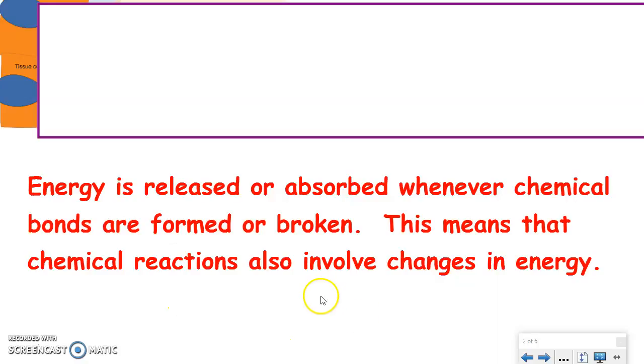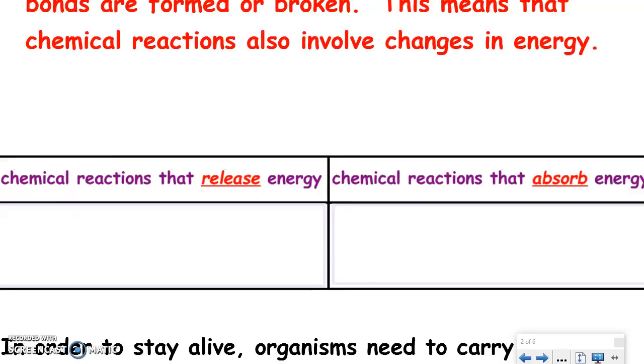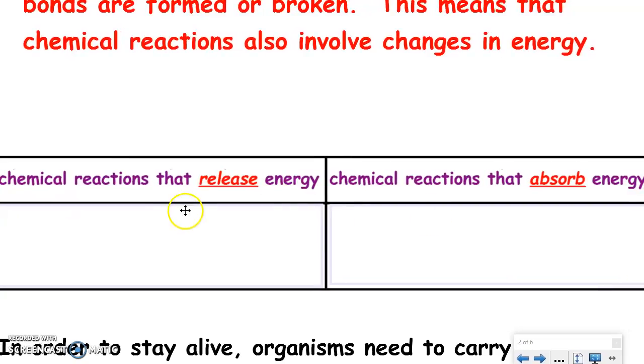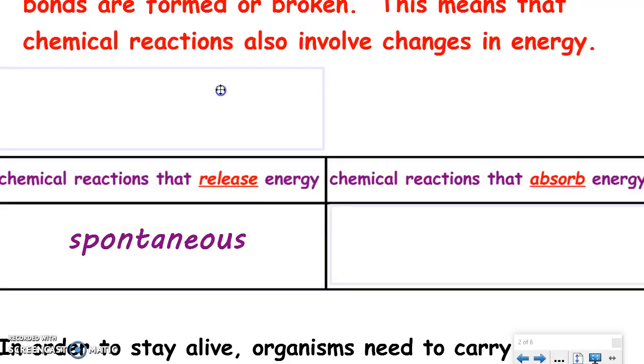Okay, so this means that chemical reactions involve changes in energy. And we have two different changes. Sometimes chemical reactions release energy and sometimes they absorb energy. So, for example, when we are digesting food, we are breaking bonds to release energy. So when we do that, these are spontaneous reactions when they release energy.